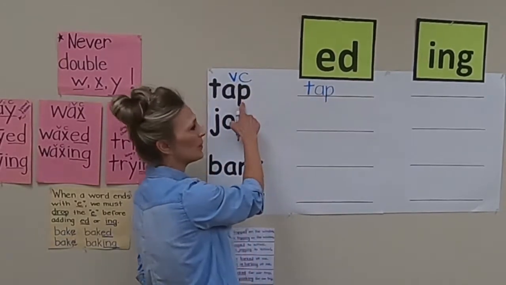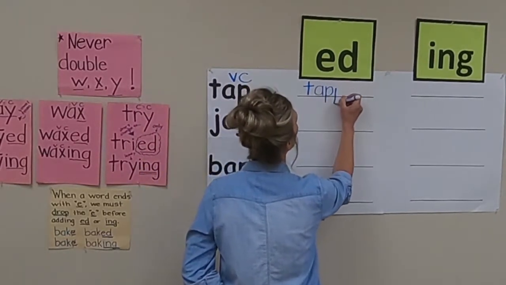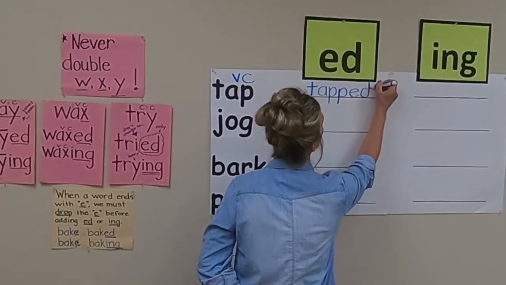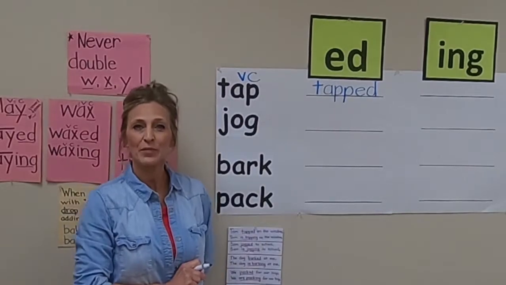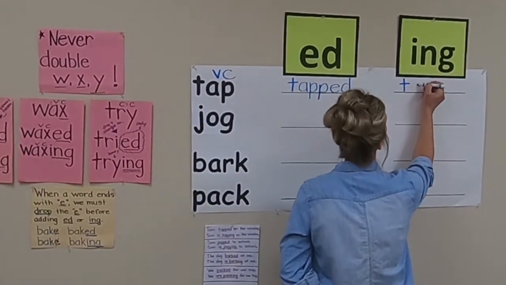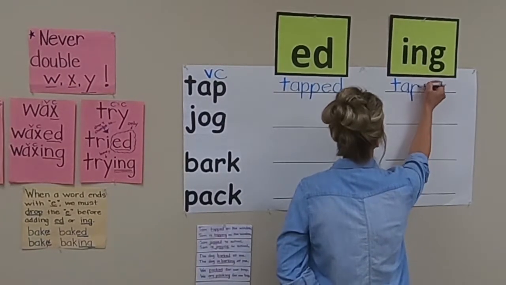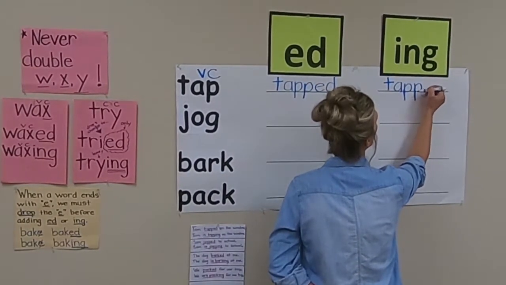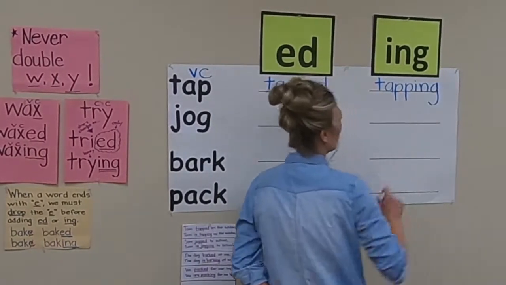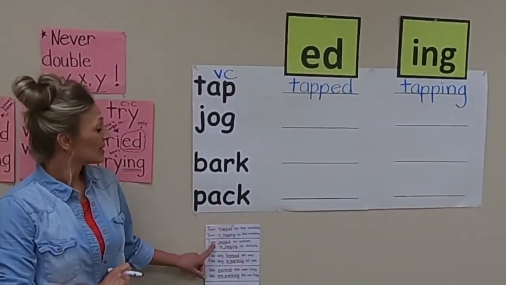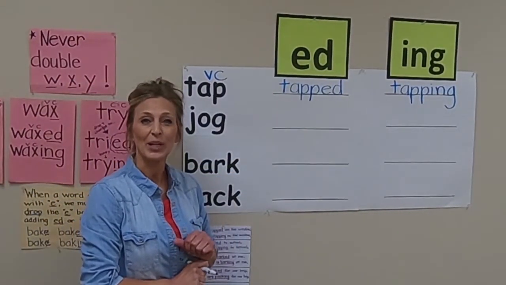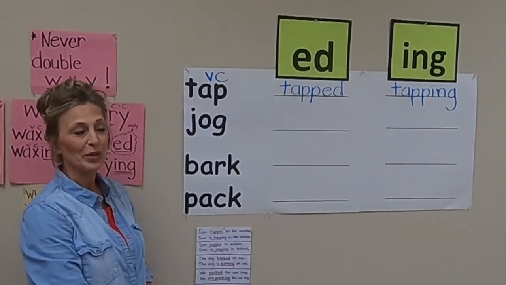And then I'm going to double that P and add my ed. Now, same thing for ing. I'm going to write my word, tap, double the P, and add my ing. Tom tapped the window. Tom is tapping the window. Now let's do another one.